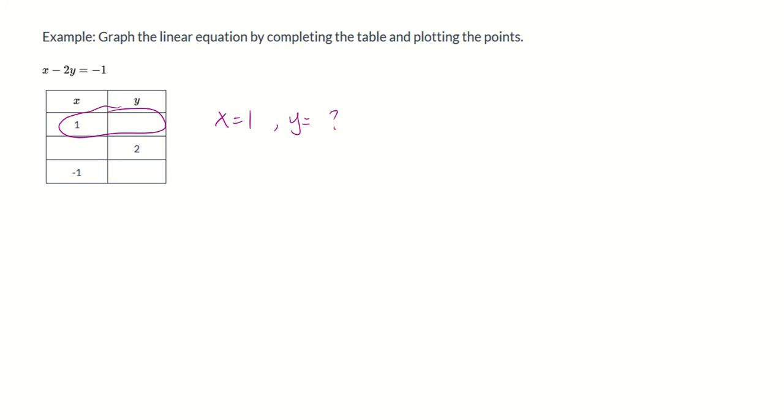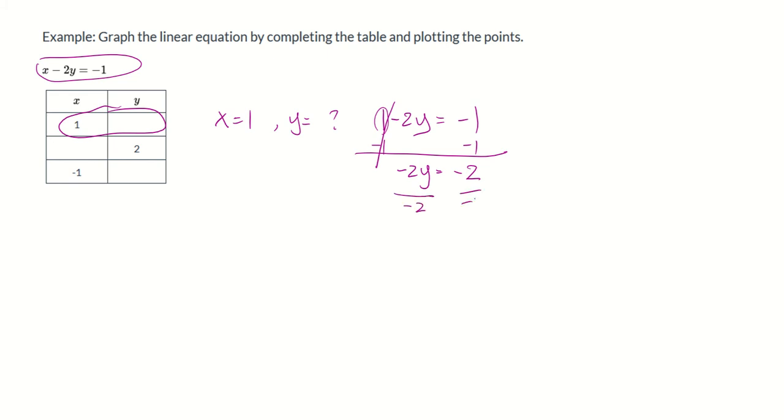Alright, so to find the y value, we need to plug in 1 for x. So back to the original equation, x is 1. 1 minus 2y equals negative 1. To find the y value, you need to solve this equation. So we need to move this 1 to the other side, right? Subtract 1 on both sides. So here's gone. Negative 2y equals negative 1 plus negative 1 is negative 2. To leave y by itself, we need to divide both sides by negative 2.